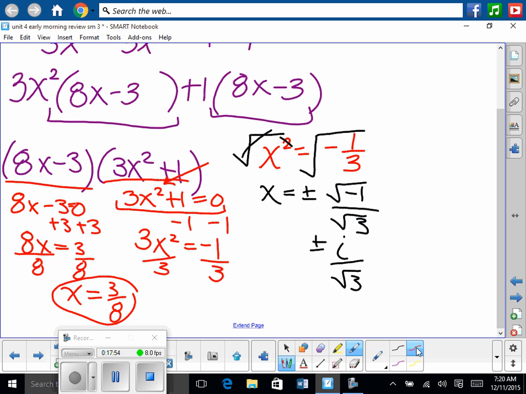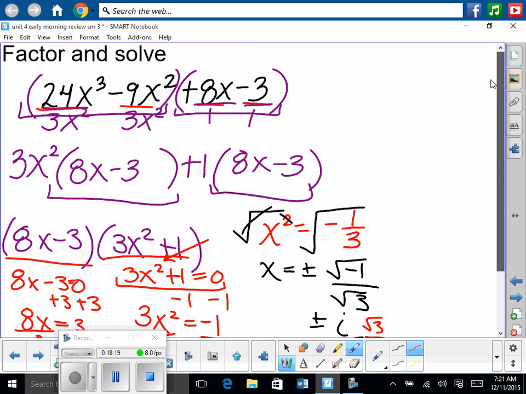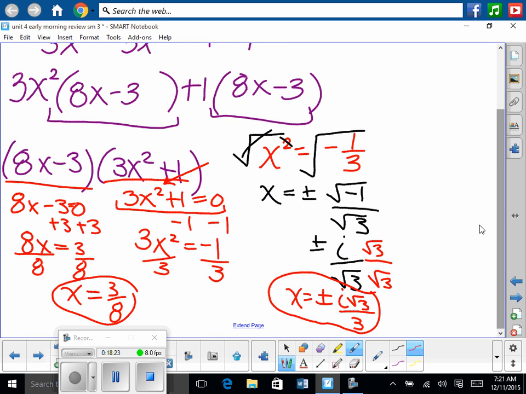So, because we have a square root of 3 in the bottom, I'm going to multiply the bottom and the top by the square root of 3. So on top I have i square root of 3, and on bottom I have the square root of 9, which is 3. So if you did this, you get full points. Now look, we have 1, 2, 3 answers. Okay, we have 3 answers. I checked, was it cubic? Yes. Okay, we've done this correctly then.